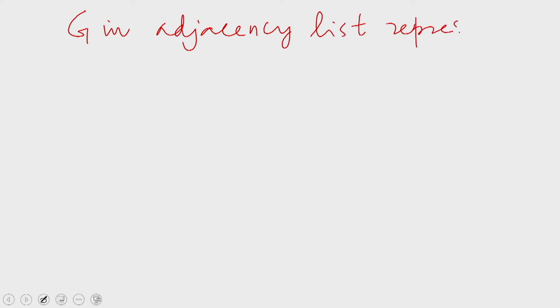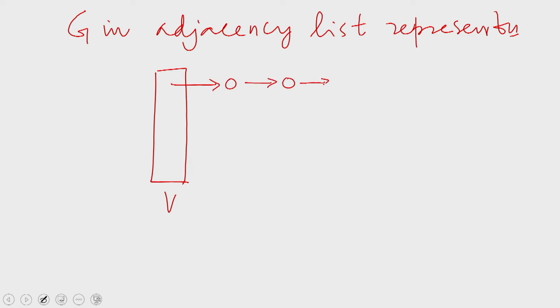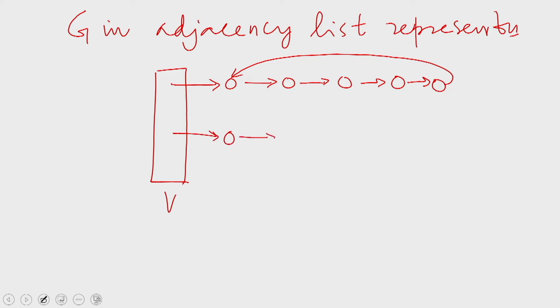So, the algorithm goes like this. Let us say we are given G in adjacency list representation. Which means we have an array of vertices, and for each vertex we have an adjacency list, which you can assume is doubly linked. So, such a representation is the adjacency list representation of the graph.